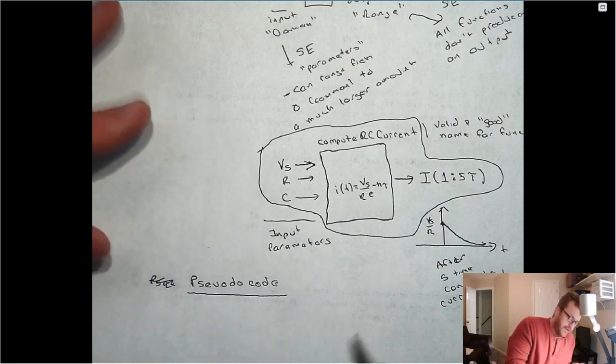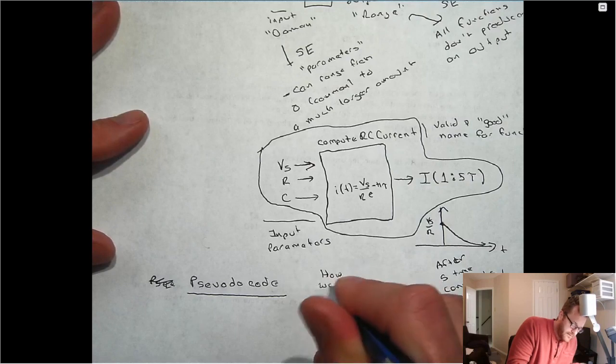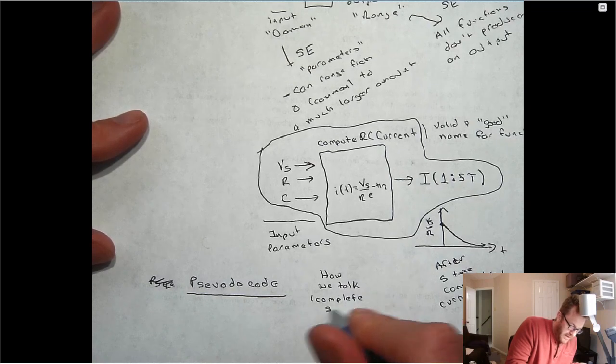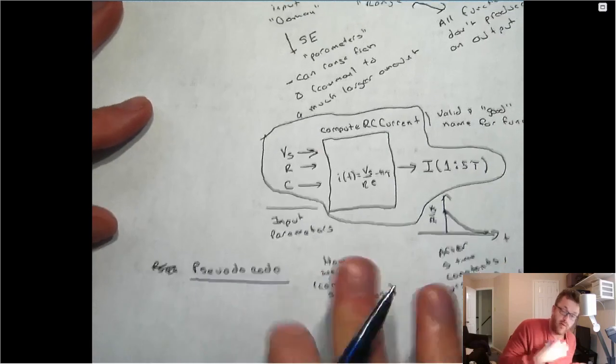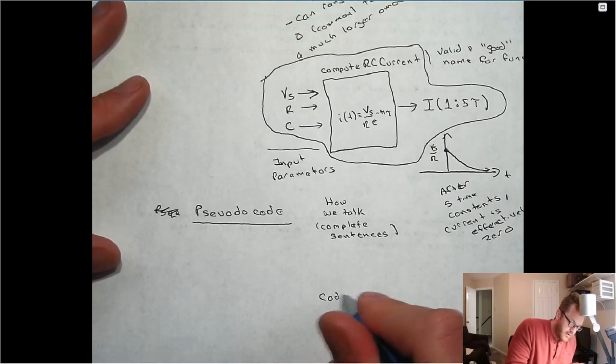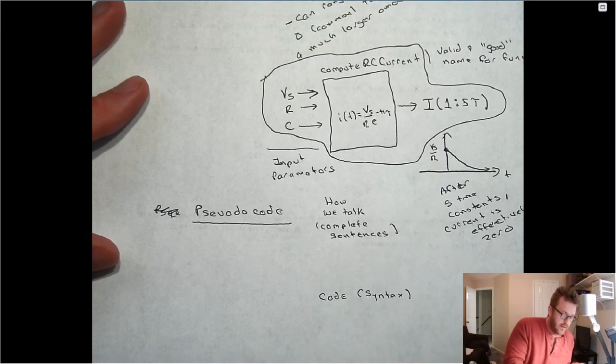But kind of think of pseudocode like this. If this is how we talk, like using complete sentences and maybe being grammatically correct depending on who we are and who we're talking to. So here is kind of the way that we communicate to each other. And here's actually our code that has to follow the particular syntax rules of the language.